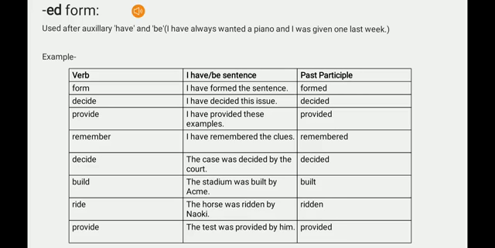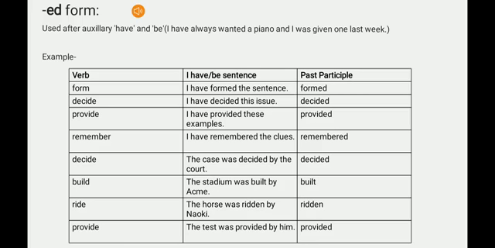Then we have ride, which has the horse was ridden by Naoki. Now, was is the past of be and ridden is the past of ride. Fine. So the horse was ridden by Naoki, and then we have provide, which is the test was provided by him. Was is another be past and provided is for provide.